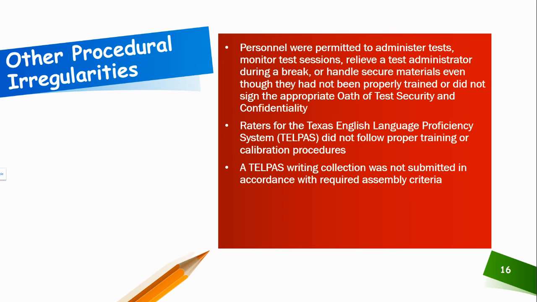Some other examples of procedural errors are personnel who were not properly trained or who had not signed a security oath were allowed to administer tests, monitor a test session, relieve a test administrator during a break, or handle secure materials. Raters for TELPAS did not follow proper training or calibration activities. A TELPAS writing collection was not submitted in accordance with required assembly criteria.